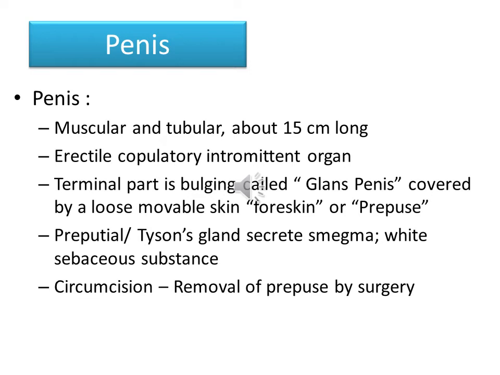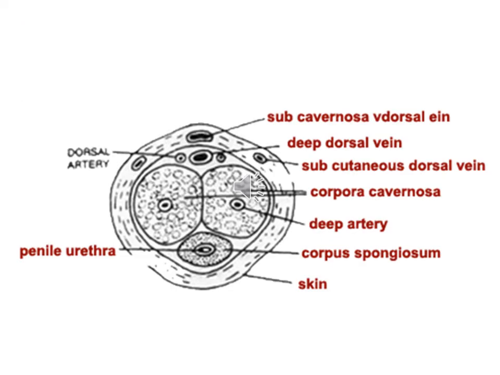There is one clinical condition where the prepuce is removed by surgery, known as circumcision. Why is it removed? Because of smegma, bacterial infection can occur in the foreskin or prepuce, so it can lead to inflammation. To prevent that infection or inflammation, the prepuce or foreskin is removed by surgery, known as circumcision. Now this is just introductory information about the penis. So here I have shown the internal structure of penis.